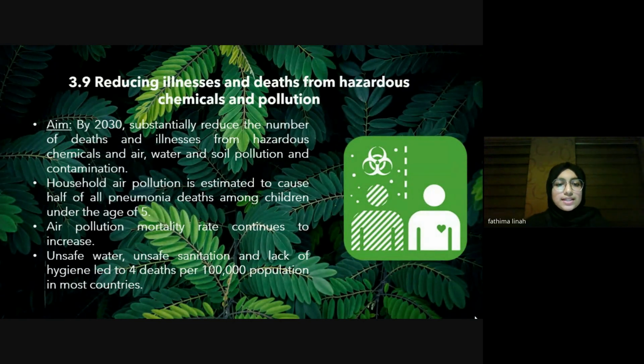Household air pollution is estimated to cause half of all pneumonia deaths among children under the age of 5. We can also see how the air pollution mortality rate has increased from 31.6 deaths per 100,000 population in 2012 to 41.5 deaths per 100,000 population in 2016, emphasizing the need for going green and conserving the environment. Now, I invite Ishan to speak about the implementation of these targets.